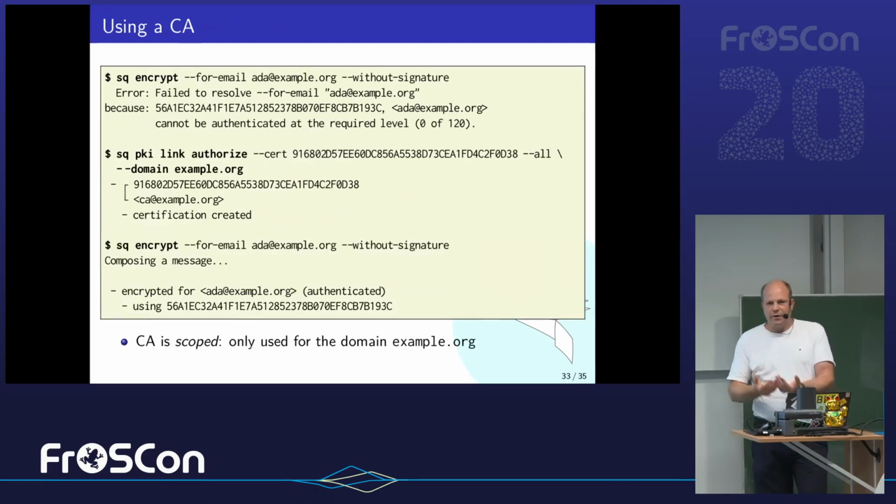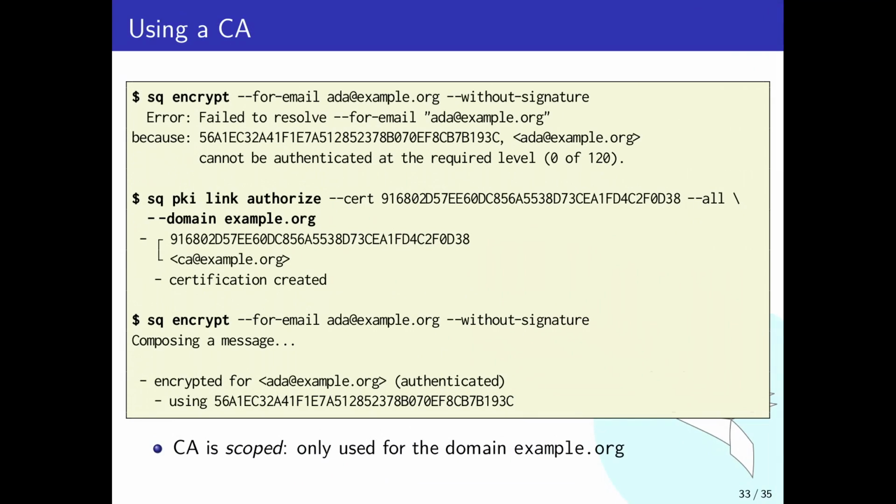So now we're on the other side. The admin did all of the work, and now somebody wants to come along and use it. They want to use the CA. They want to talk to ada@example.org. So how do we encrypt a message? We can identify a certificate by its fingerprint. That's inconvenient. Or we can use an email address. That's what we want to do because that's what we know. So we do sq encrypt for email ada@example.org.